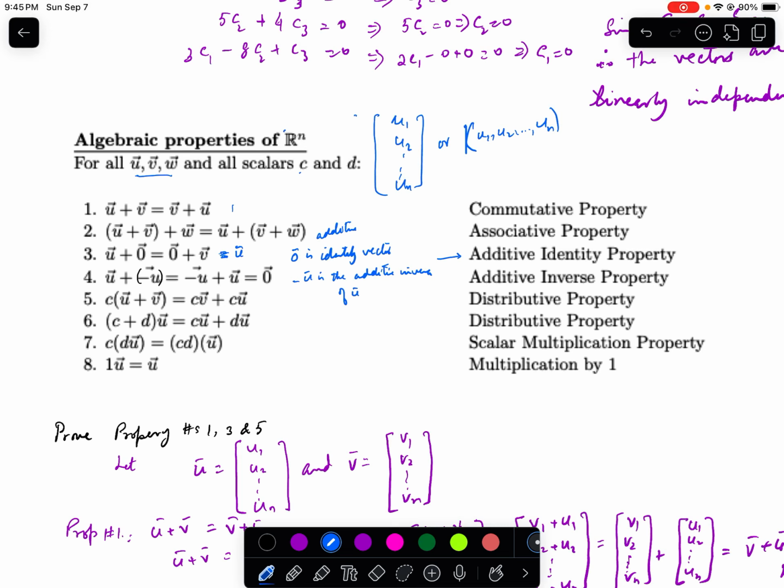Number 5. c times u plus v is equal to cu plus cv, and this is called the distributive property. In the same way, number 6 is c plus d times u equal to cu plus du. This is also a distributive property. Then number 7 is c times du is equal to cd times u, sometimes written as cdu.